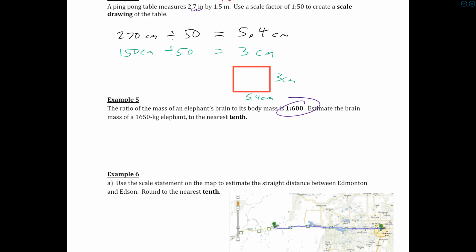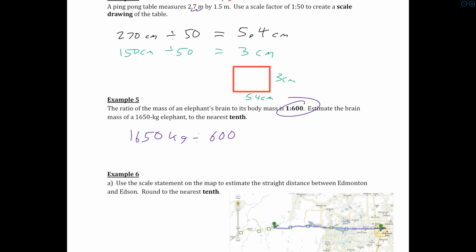Okay, but let's think of it. The body, the whole thing, is 1,650 kilograms. Should we be multiplying or dividing that by 600? Help me decide this time. Anyone feel confident? Multiply, divide? Multiplying? We're going to multiply this by 600? That's going to be a really big brain. Sometimes we look and we're like, wait, this doesn't make sense. That's going to be the biggest brain ever. So we better divide that.